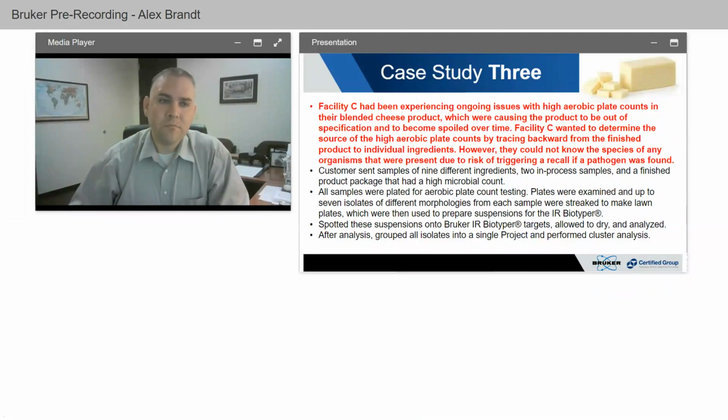So the customer then sent us samples of 9 different ingredients, 2 in-process samples, and a finished product package that all had a high microbial count. All these samples were then plated for aerobic plate count testing, and then we examined these plates and picked up to 7 isolates of different morphologies from each sample and streaked those to make lawn plates, which were then used to prepare suspensions for the Bruker IR Biotyper. We then went through the standard protocol, spotted the suspensions onto the target plates, allowed them to dry, analyzed them, and looked at the cluster analysis as a project again.